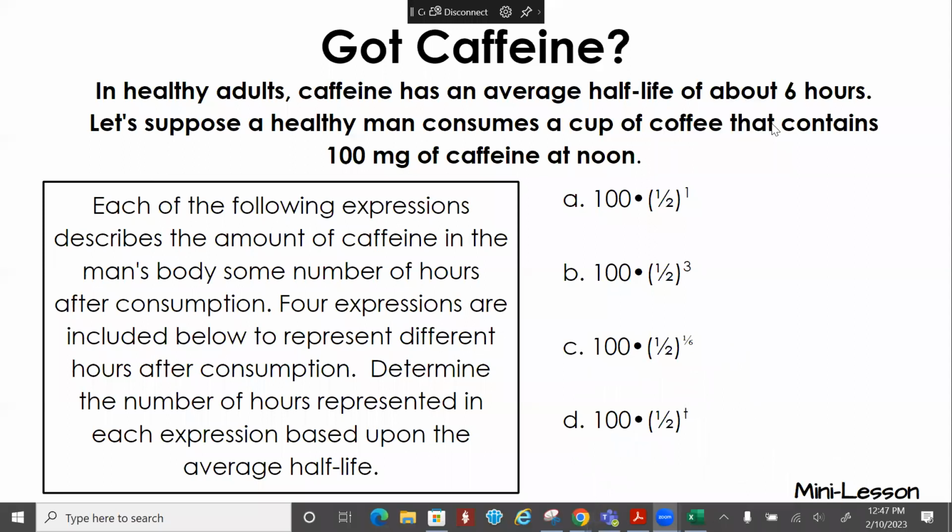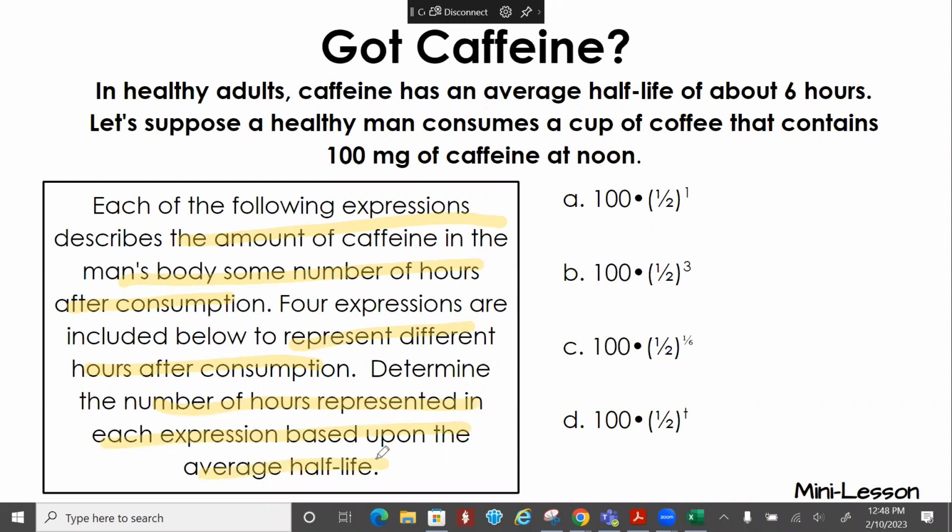We're going to talk about my favorite thing in the whole entire world, caffeine. In healthy adults, caffeine has an average half-life of about 6 hours, just so you know. Let's suppose a healthy man consumes a cup of coffee that contains 100 milligrams of caffeine at noon, okay? Each of the following expressions describes the amount of caffeine in a man's body some number of hours after consumption. 4 expressions are included below to represent the different hours of consumption. Determine the number of hours represented in each expression based on the average half-life.